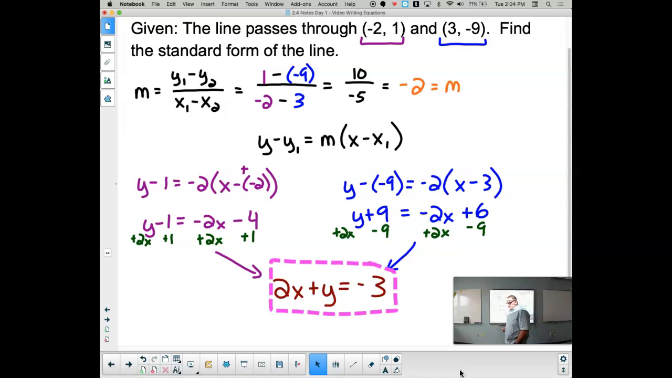So you would first find the slope, then use the point slope form to find the equation of the line, then put it in whichever form your answer requires.